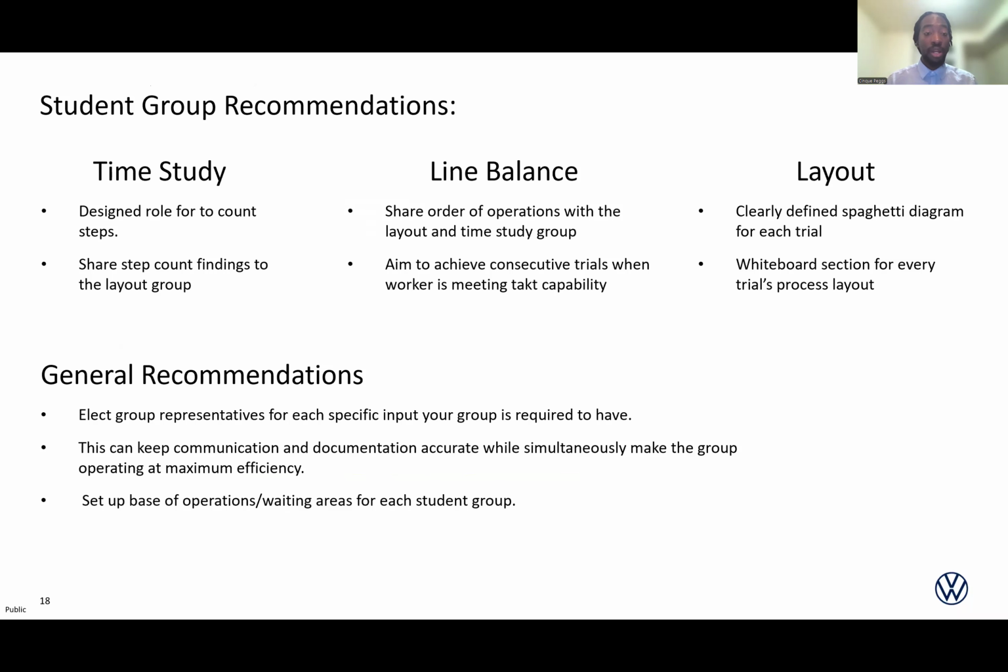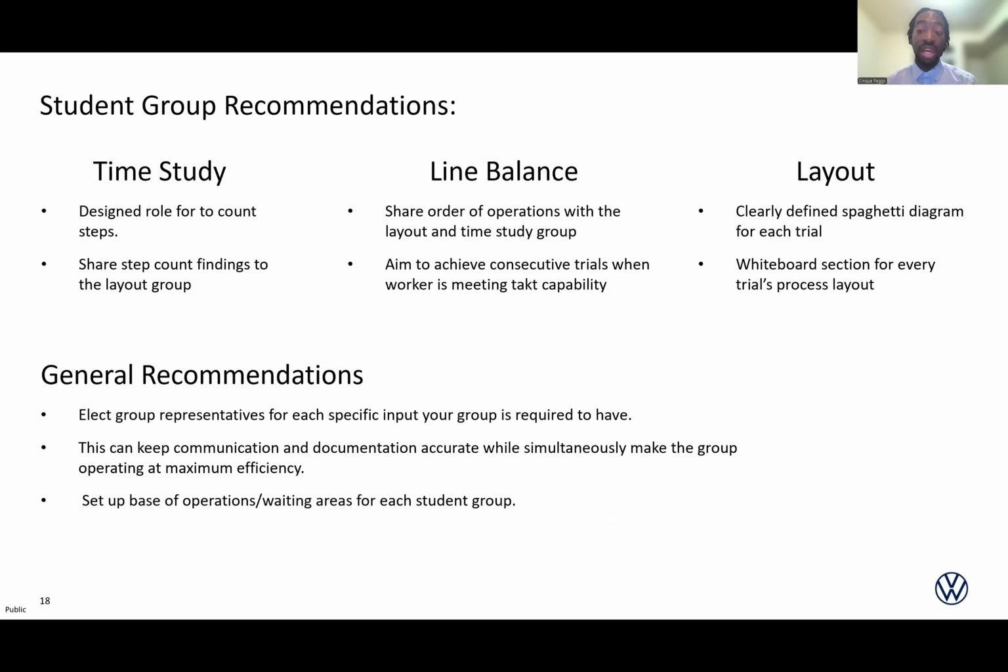So, moving on to our recommendations, I have recommendations for each student group as well as general recommendations. For the time study group, I would recommend somebody be there to count the steps and communicate those step findings to the layout team so we can have a more defined spaghetti diagram. For the line balancing group, I would recommend constantly sharing the order of operations with everyone, that way we're all on one accord, and trying to aim for consecutive trials where the worker is meeting takt capability at our target utilization, because that's going to benefit the process in the long run.